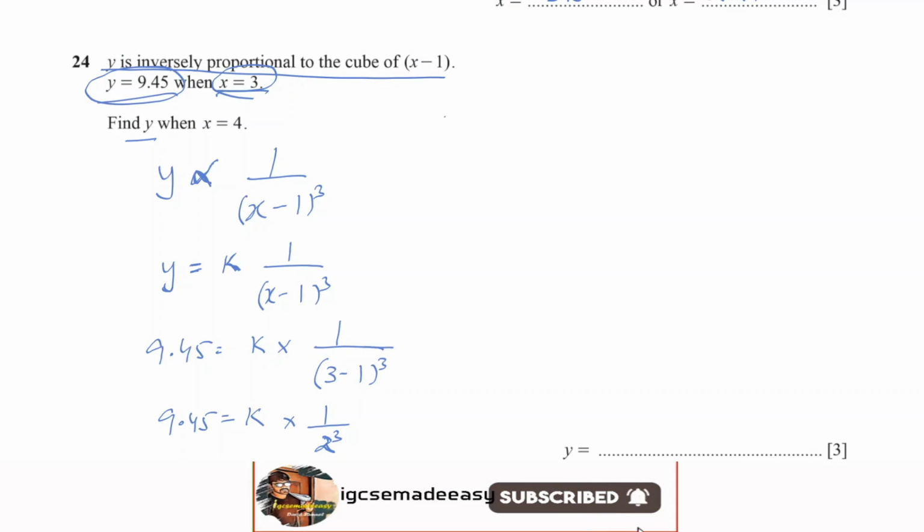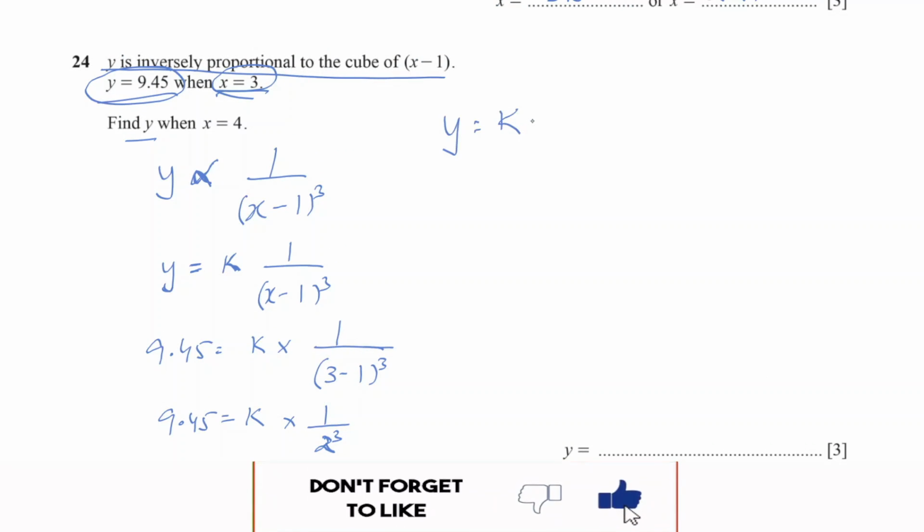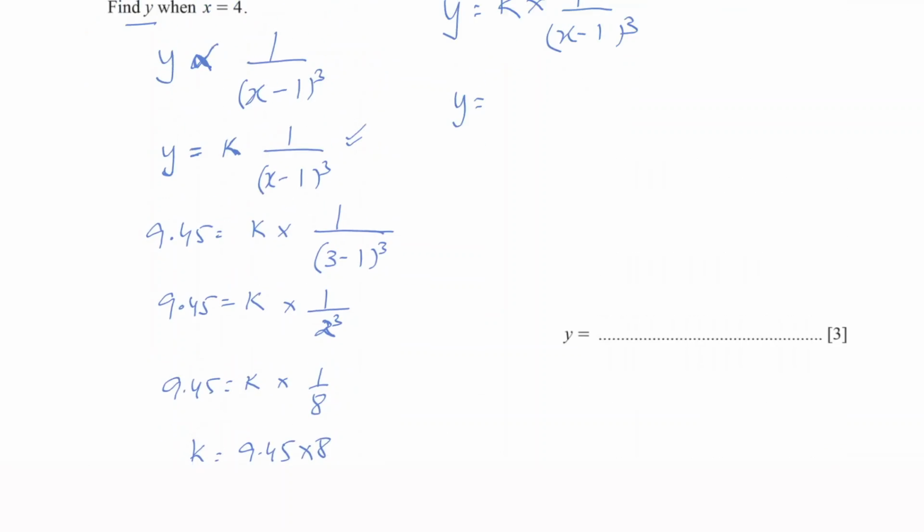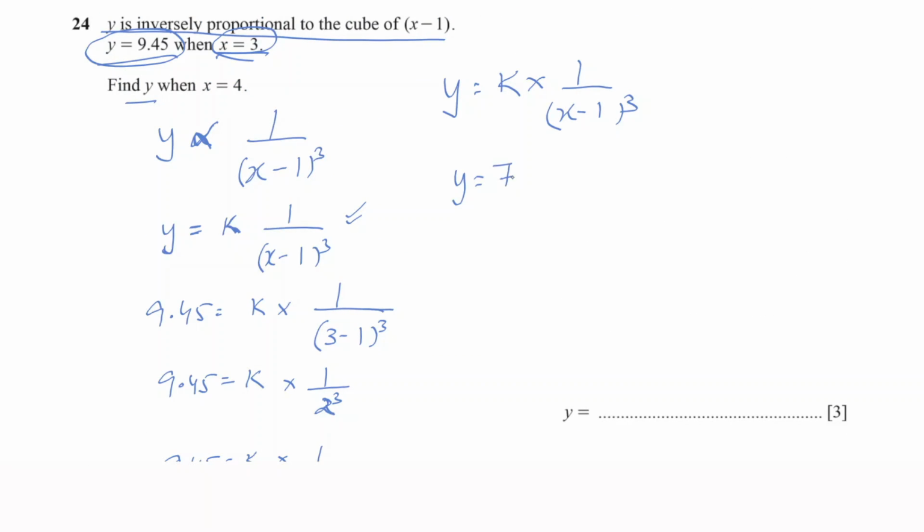The actual equation is y equals k into (1/(x minus 1)) whole cube, right? From here, k is 75.6, so we'll put the value of k as 75.6 times 1 when x is 4. We have to find the value of y when x is 4, so we will be putting the value of x as 4, 4 minus 1 whole cube. So y will be equal to 75.6 times 1 over 4 minus 1, which is 3, so 3 cube.